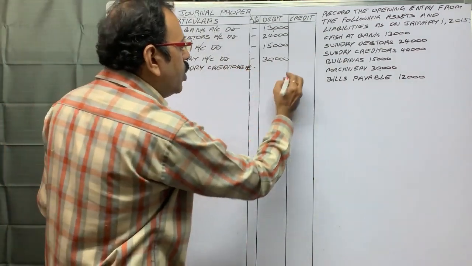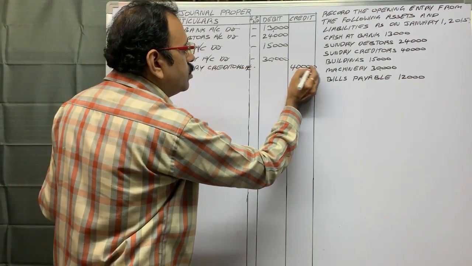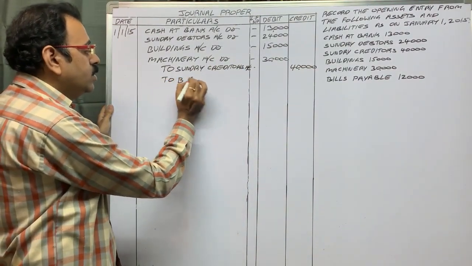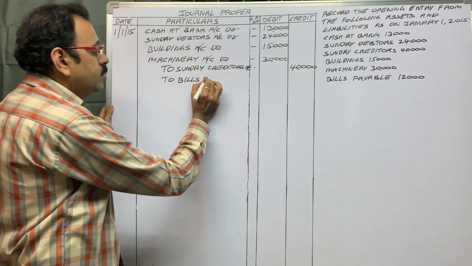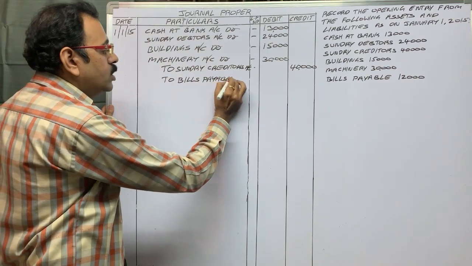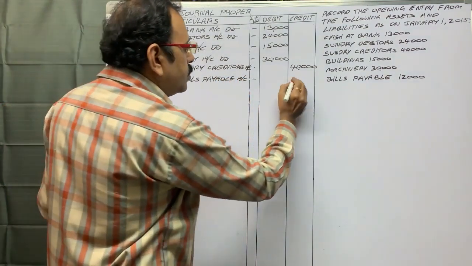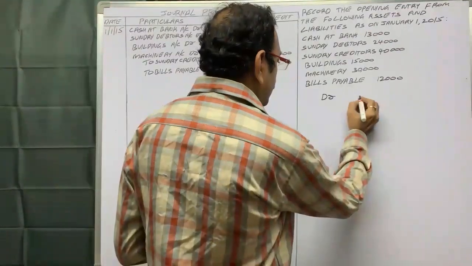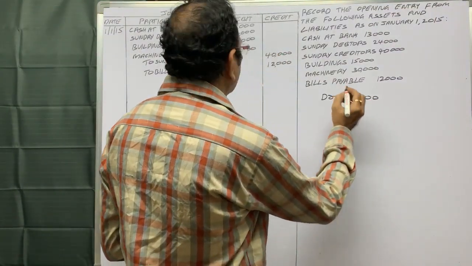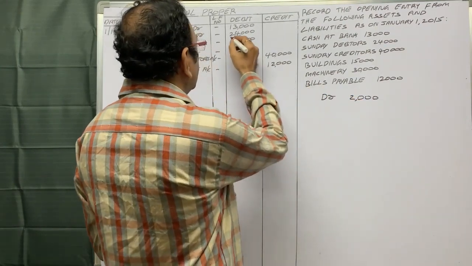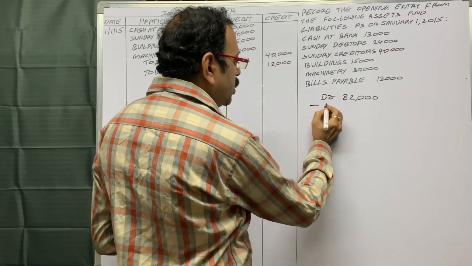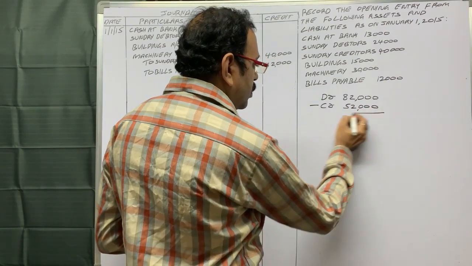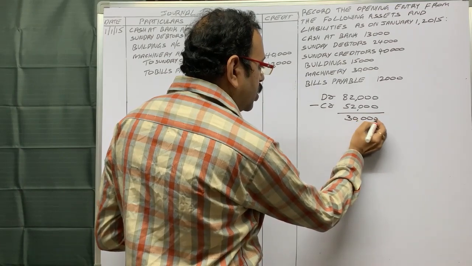Now amount is 40,000 rupees. Next, bills payable. This is also a liability. Bills payable account, 12,000 rupees. Find out the debit column total minus credit side total. Then the difference is 30,000 rupees.